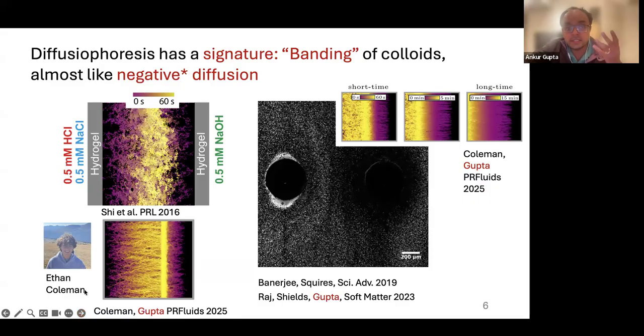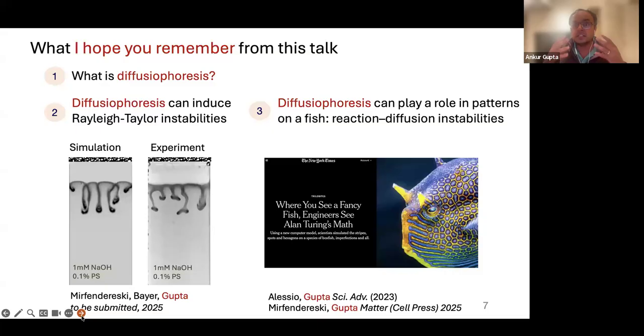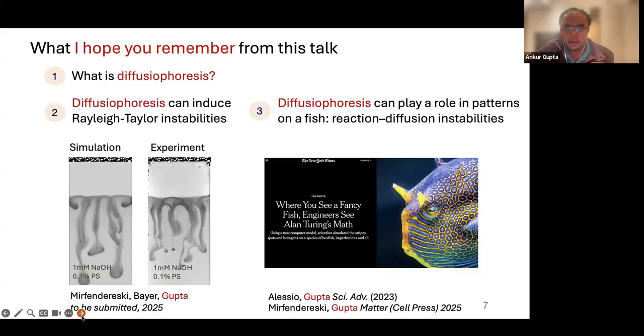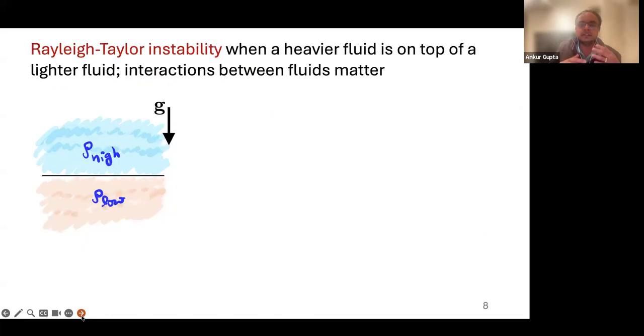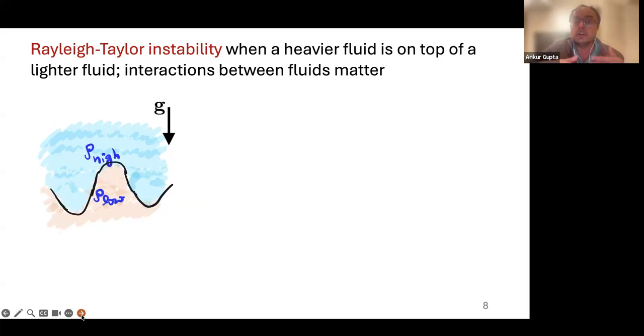So what can we do with this signature? With that, now I'll go to the first part of the story: we can use the signature of banding to trigger an instability. This paper was basically inspired by the idea of Rayleigh-Taylor instability. If you're not familiar with it, the simple idea is that if I have a heavier fluid on top of a lighter fluid, given by density, and gravity is acting downwards, and I give some perturbation to the interface, these perturbations can grow with time and I can create this instability.